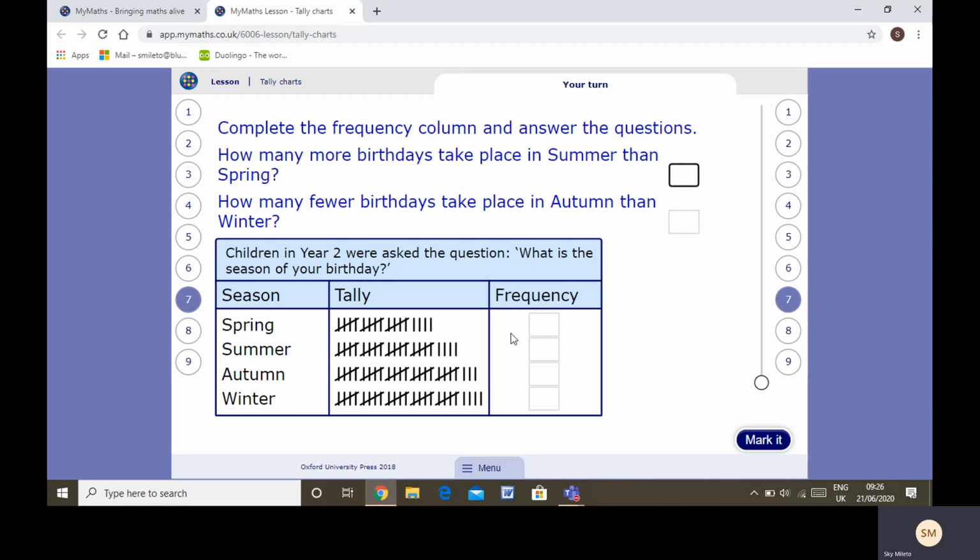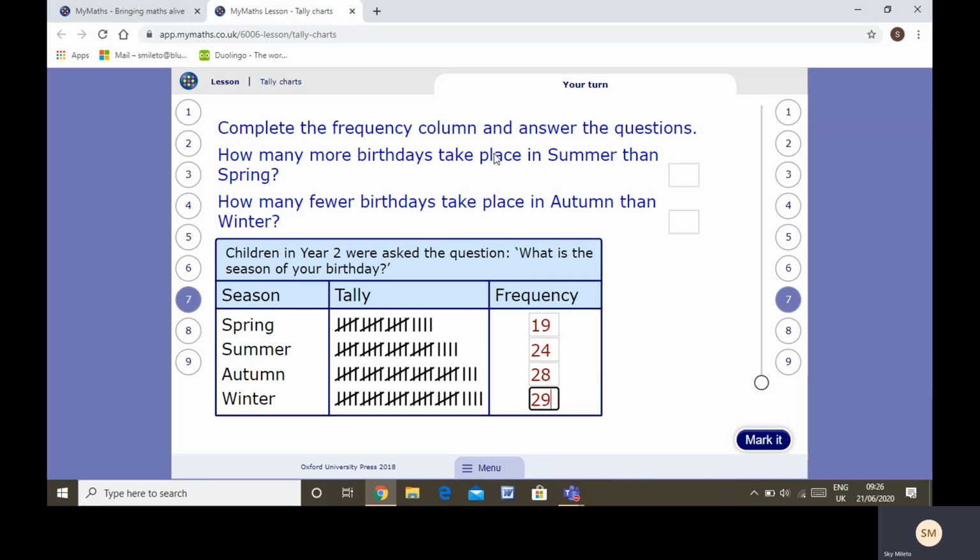So this is the time where we should write in the frequencies. So you've got 5, 10, 15, 16, 17, 18, 19. Summer we have 5, 10, 15, 20, 21, 22, 23, 24. Autumn 5, 10, 15, 20, 25, 26, 27, 28. And winter 5, 10, 15, 20, 25, 26, 27, 28, 29.